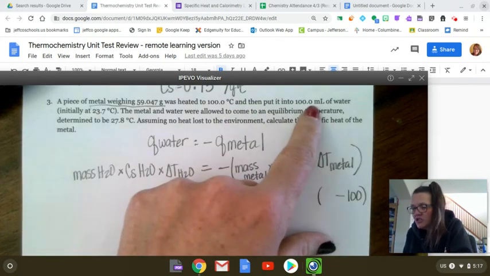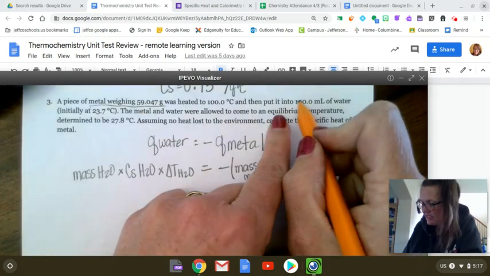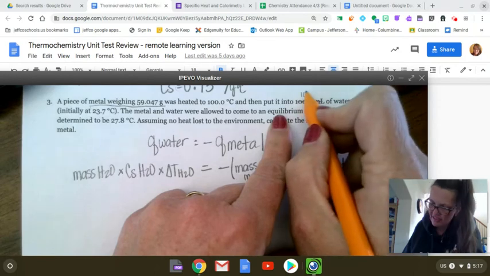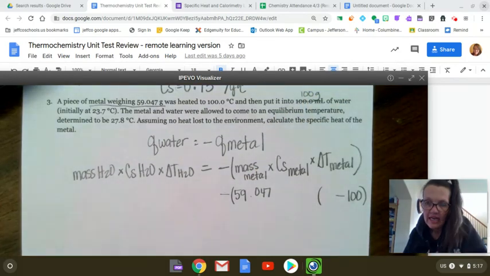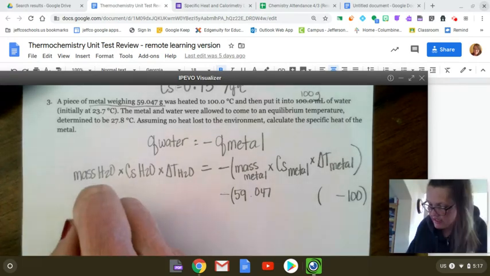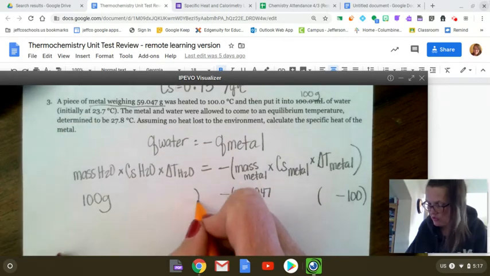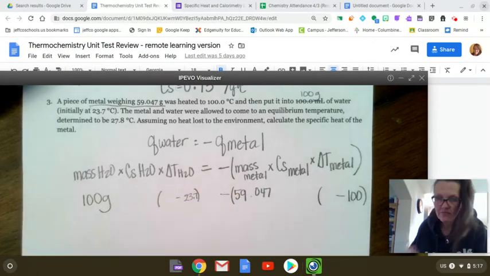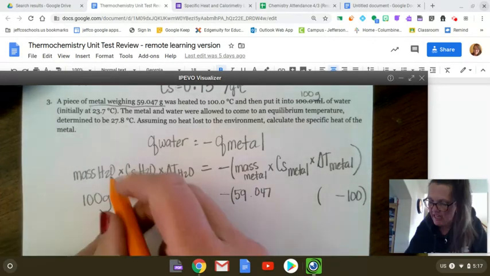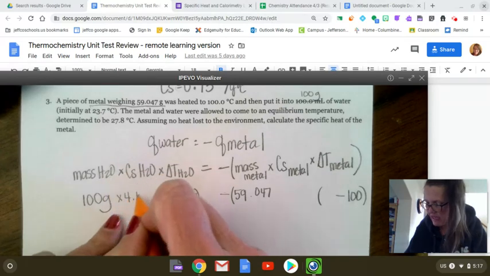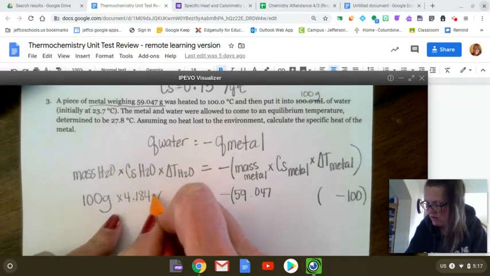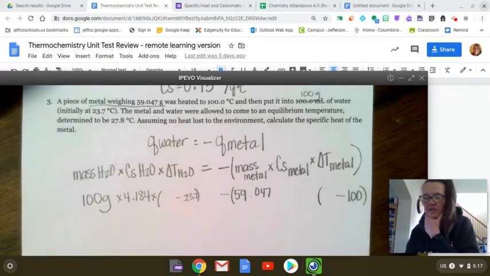And then put into 100 milliliters of water. We haven't really discussed this too much, but 100 milliliters is the same thing as 100 grams because density has a value. Density of water is 1 gram per milliliter. So my mass of my water is 100 grams over here. And its initial temperature was 23.7. So again, that goes there, right? Okay, we know the specific heat of water, of course, is 4.184.